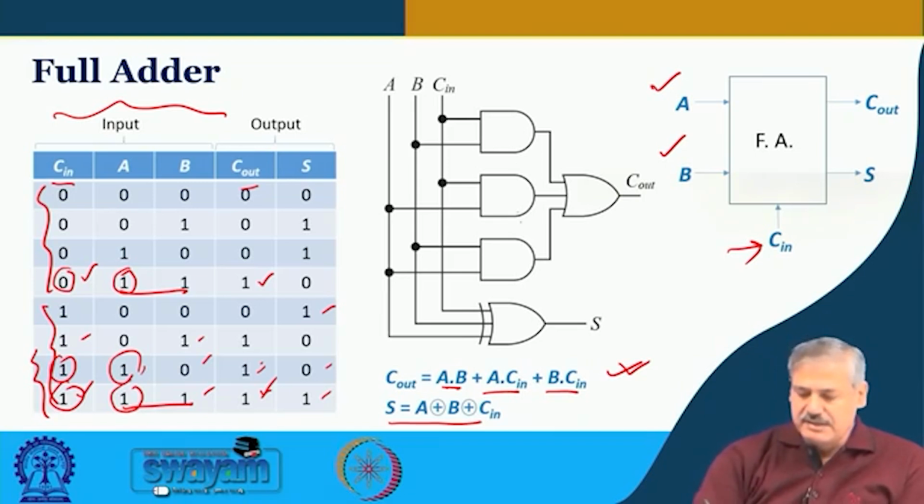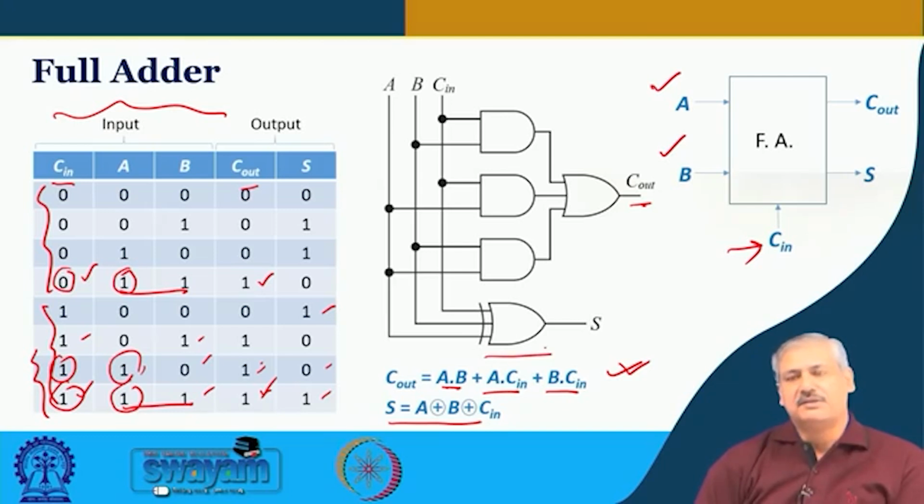Basically, these are the 3 AND gates generating AB, AC in, BC in terms, and they are ORed to get C out, and this is a 3 input XOR gate that is generating the sum bit.